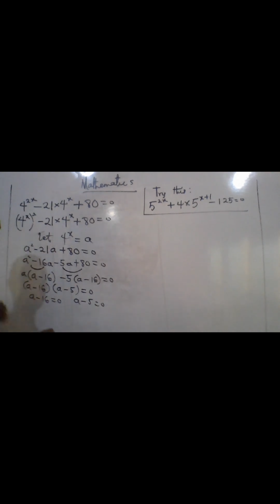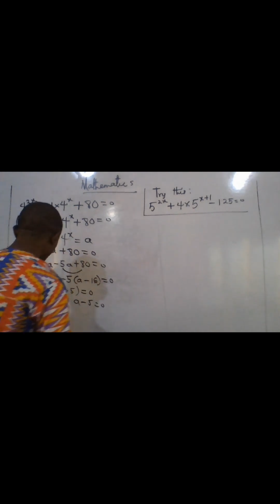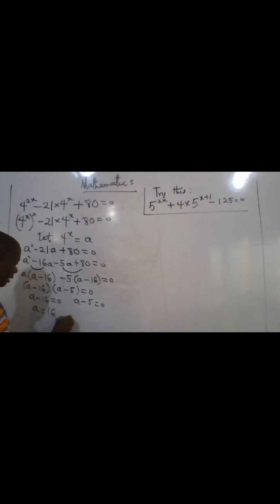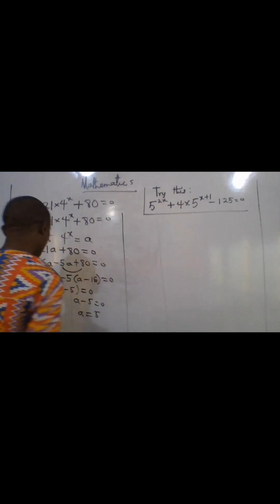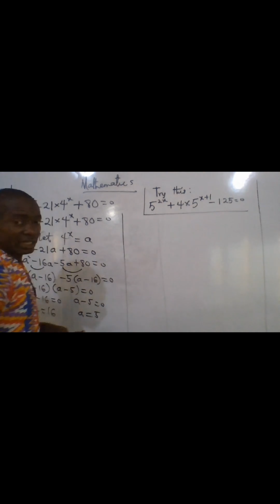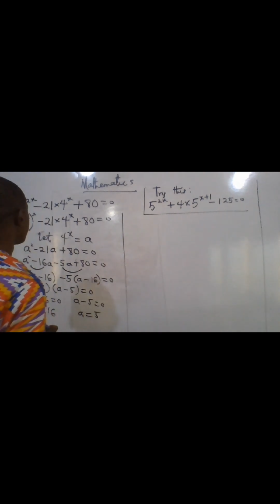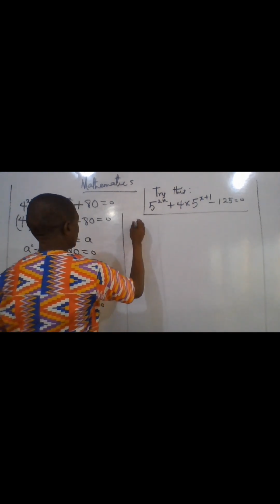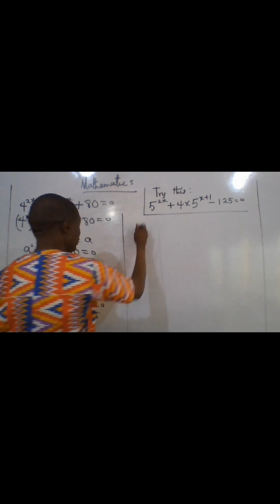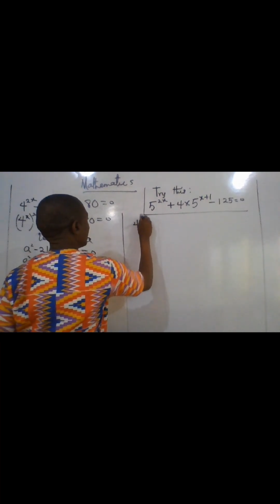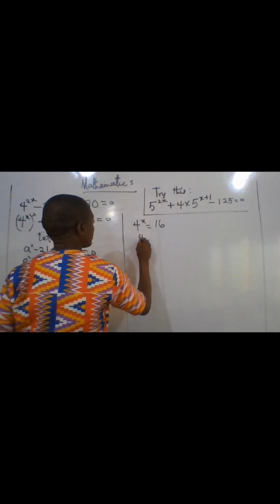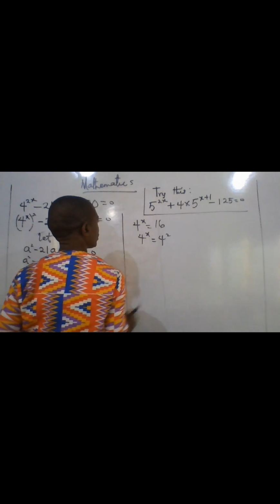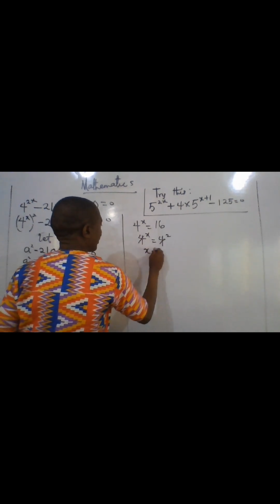So basically, what we are saying is that a equal to 16 or a equal to 5. So again, we can easily get our answer now, knowing that our a is actually 4^x. So you go ahead and have it this way: 4^x. Replace the a with that. So we have 4^x equal to 16. So we have 4^x equal to 4^2. Right? So our x equal to 2.